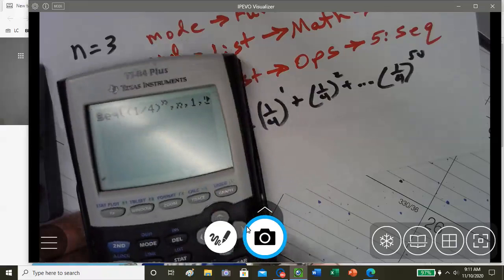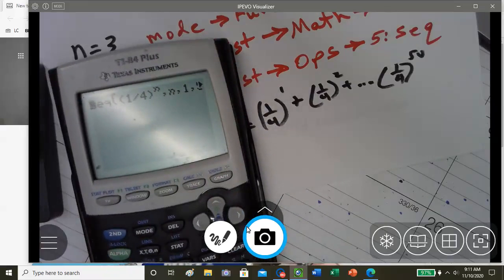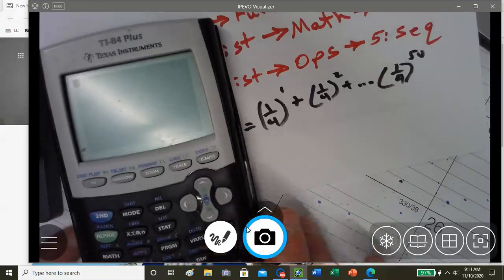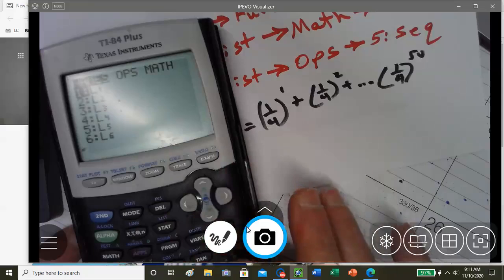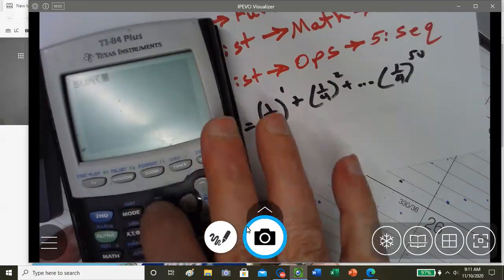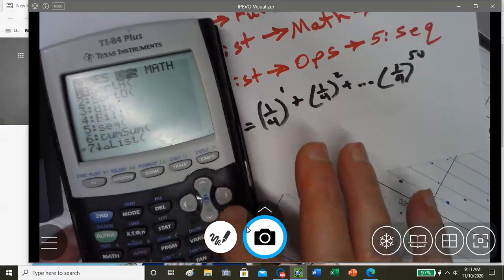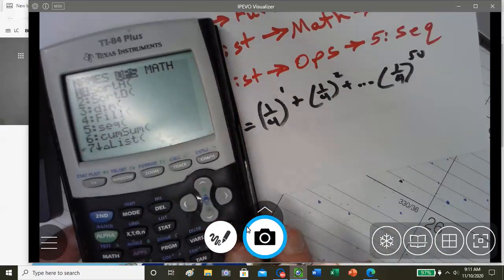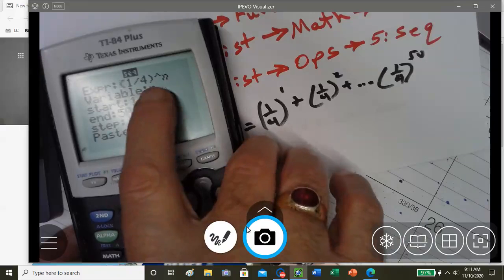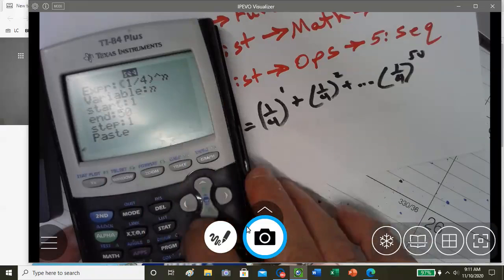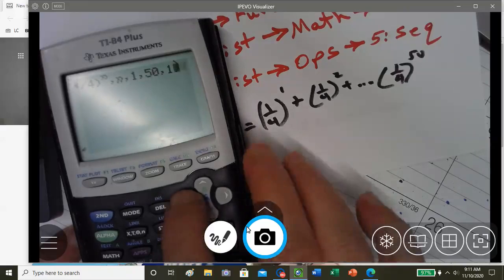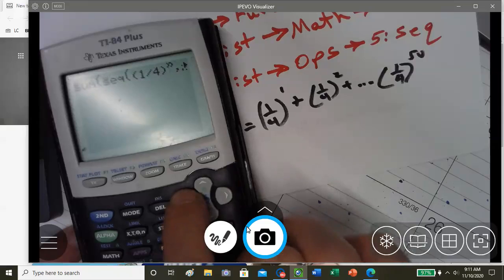Wait a minute. Something happened here. It only sequenced for some reason. So I'm just going to clear it and start over. So we're going to go to second, list, math, and sum. It's 5. And then we're going to go back to second and list and ops and hit sequence 5 again. And we already have our equation in there, our argument. And so all we have to do now at this point is go to paste. Now, so we go back, and now that looks right.